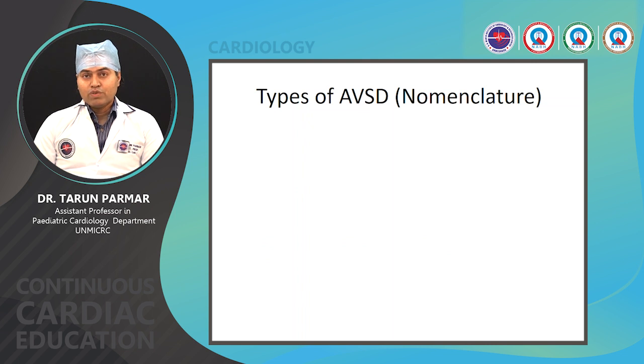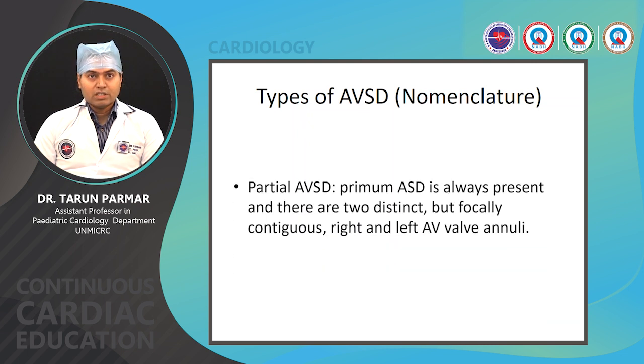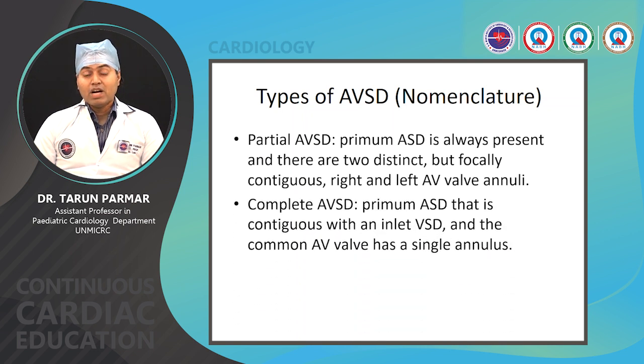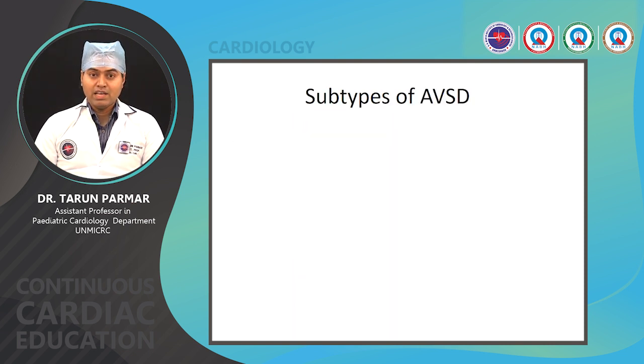So what are the types of AVSD, or you can say nomenclature? That is partial and complete. In partial, primum ASD is always present, and there are two distinct but focally contiguous right and left AV valve annuli. And in complete AVSD, primum ASD is contiguous with the inlet VSD, and then the common AV valve has a single annulus.